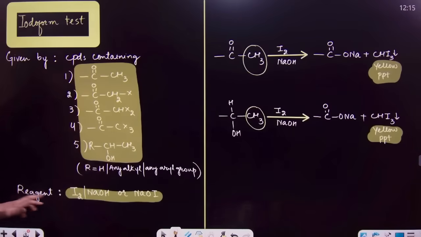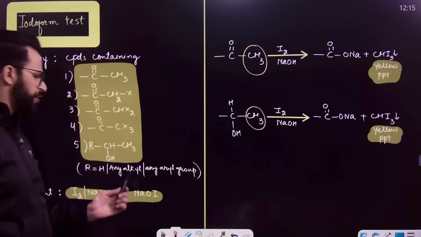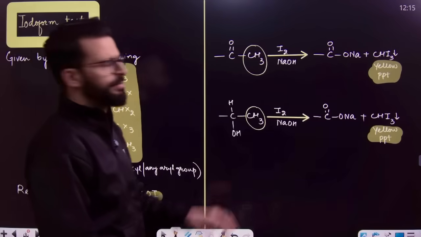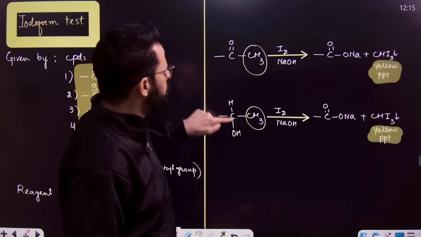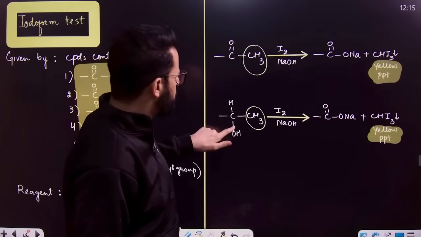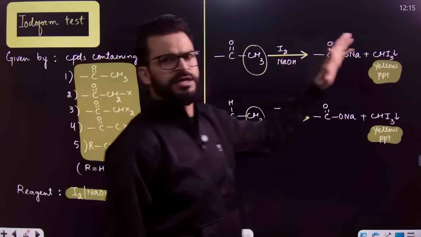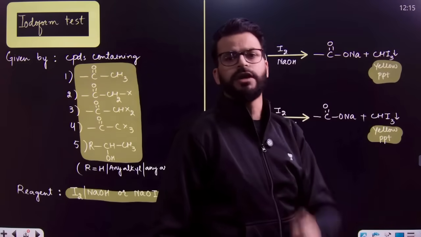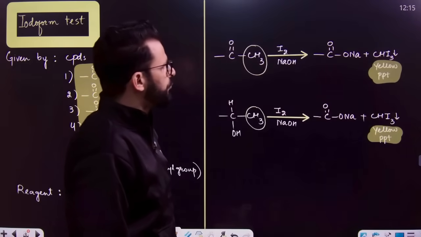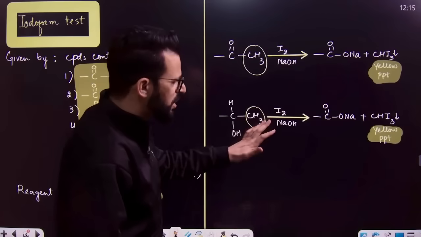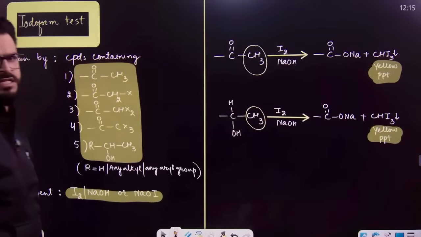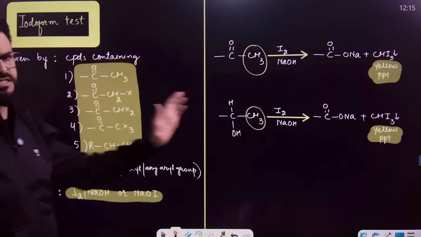And remember, the reagents generally used here are iodine in the presence of a basic medium, or you can say sodium hypoiodite. So what will happen during this reaction? Whether it is an aldehyde or ketone, whether it is an alcohol, this CH3 group is changed to CHI3. That means a yellow precipitate of iodoform is obtained during this reaction. So with the help of this reaction, we can distinguish these compounds from the rest of the compounds.